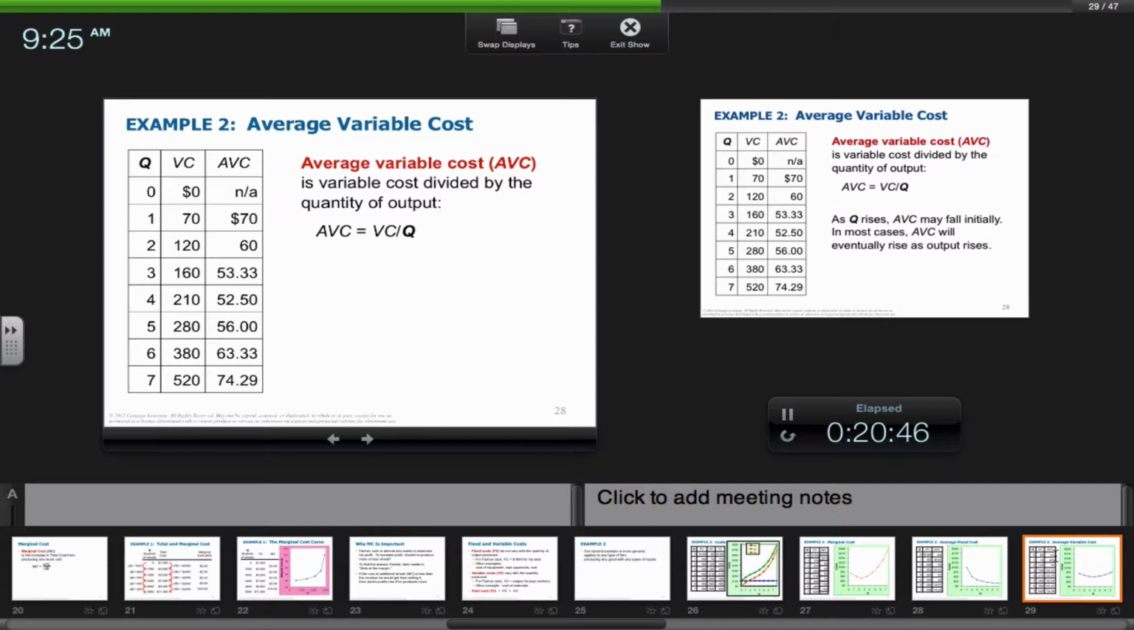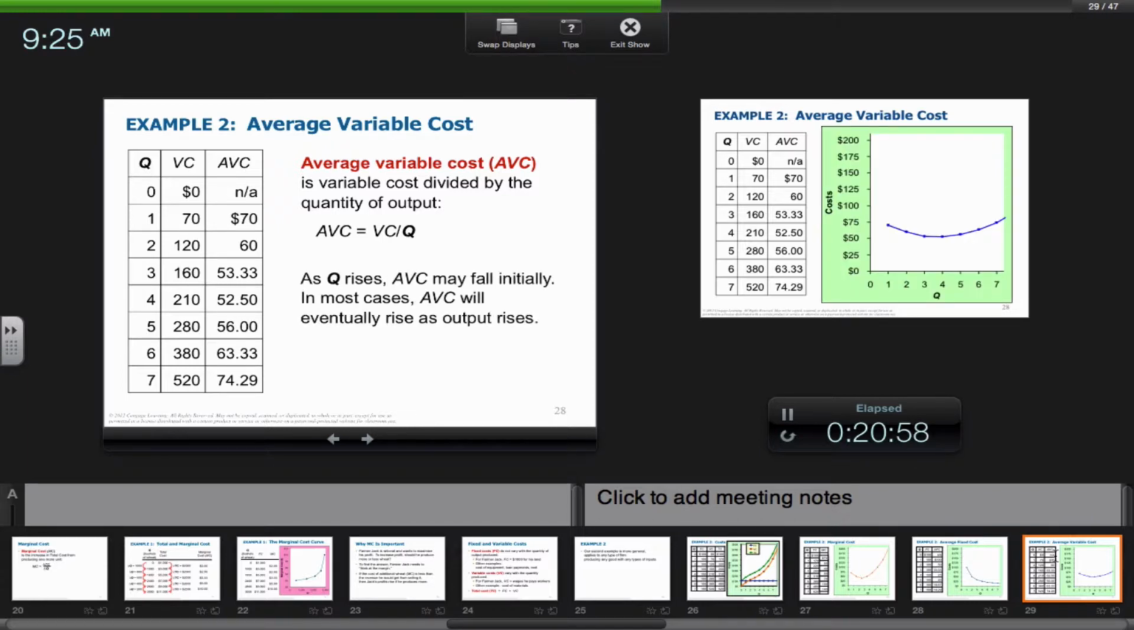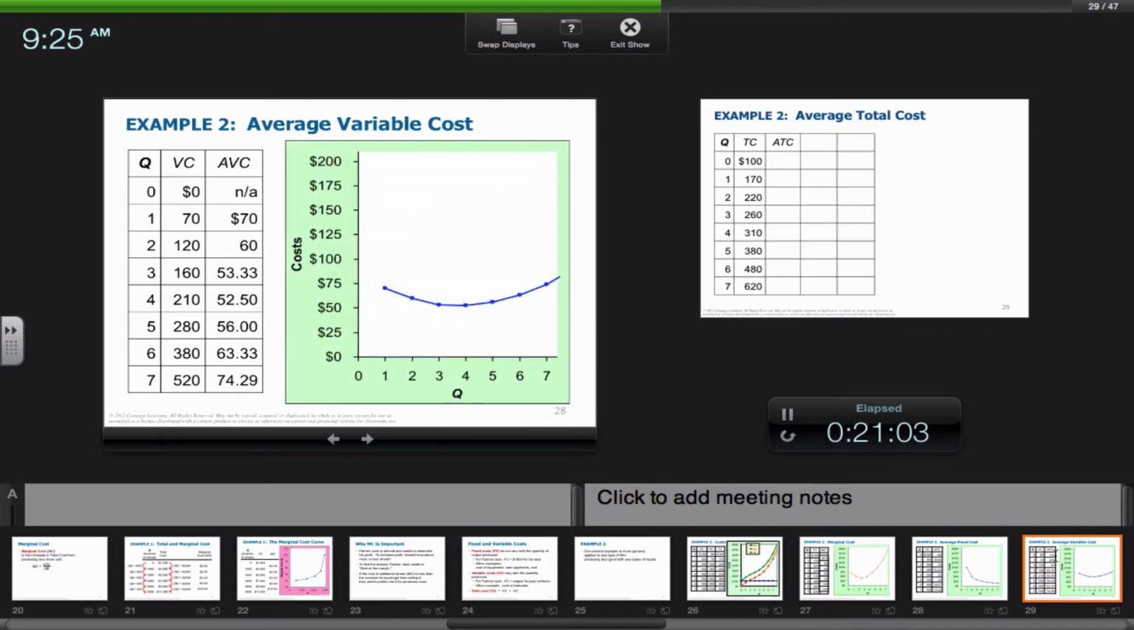So what have we got? We have an average variable cost that decreases and then increases, and that happens because our variable costs decrease and then increase. Okay? And so we get a nifty little smiley face. Yay.